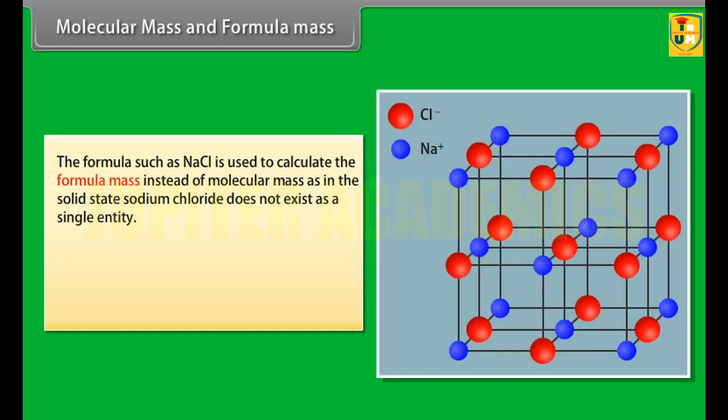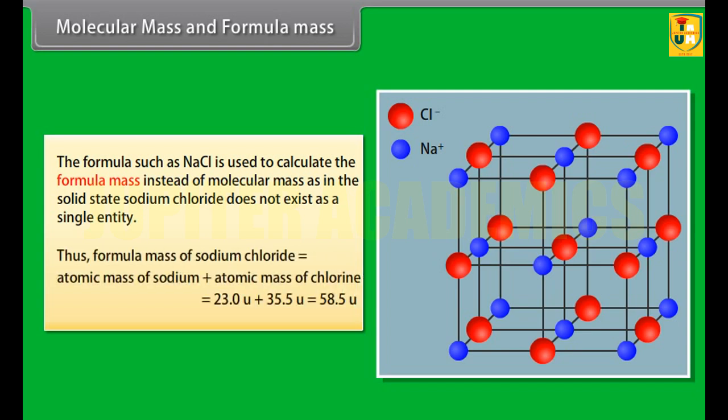which is equal to 18.02 u. A formula such as NaCl is used to calculate the formula mass instead of molecular mass, as in the solid state sodium chloride does not exist as a single entity. Thus, the formula mass of sodium chloride is equal to the atomic mass of sodium plus the atomic mass of chlorine, which is equal to 23.0 u plus 35.5 u, which is equal to 58.5 u.